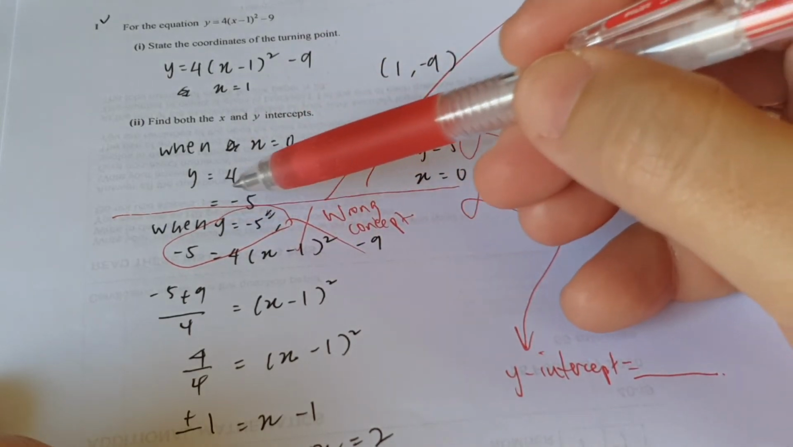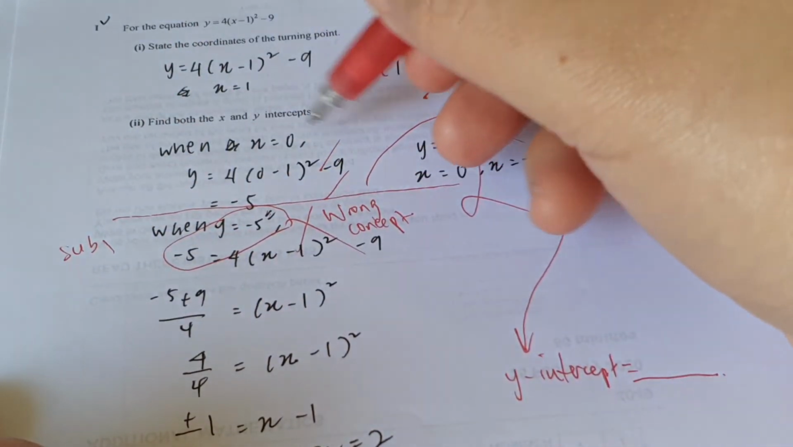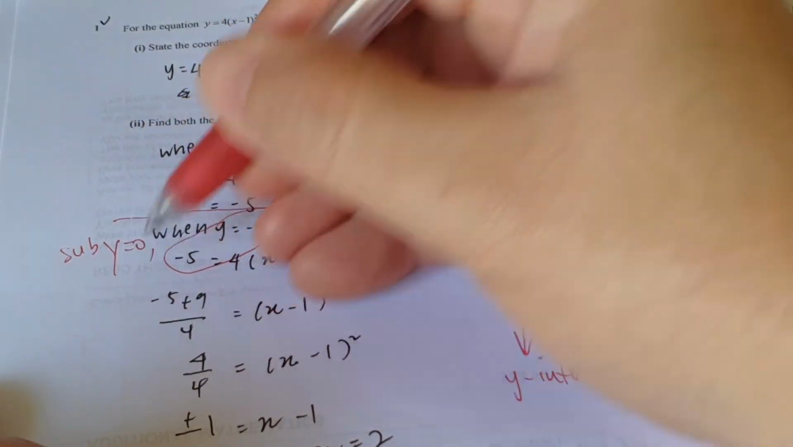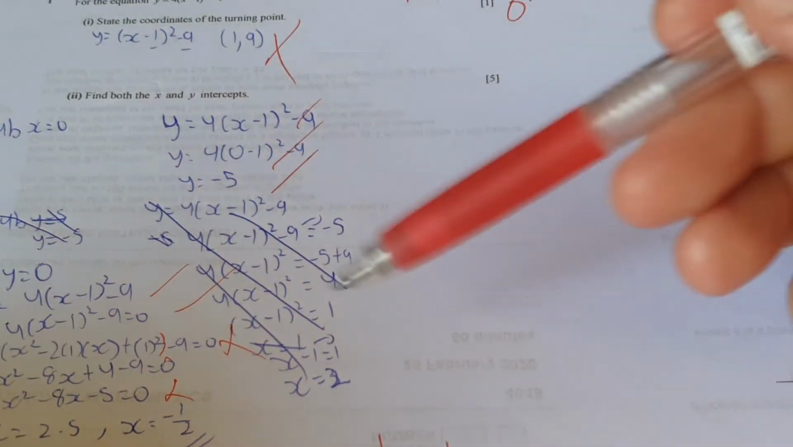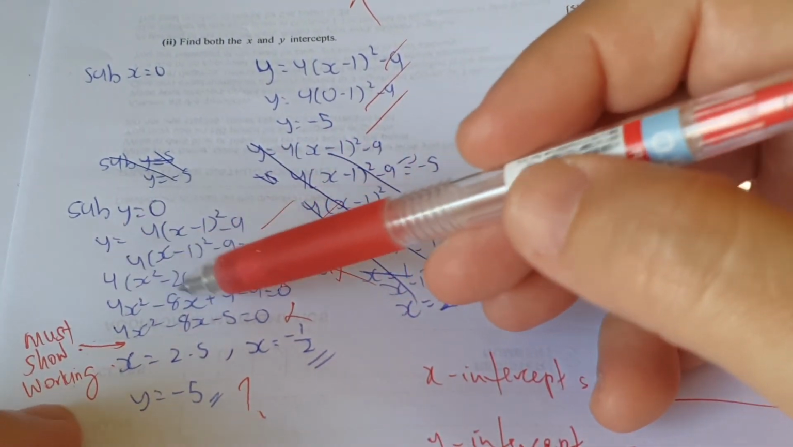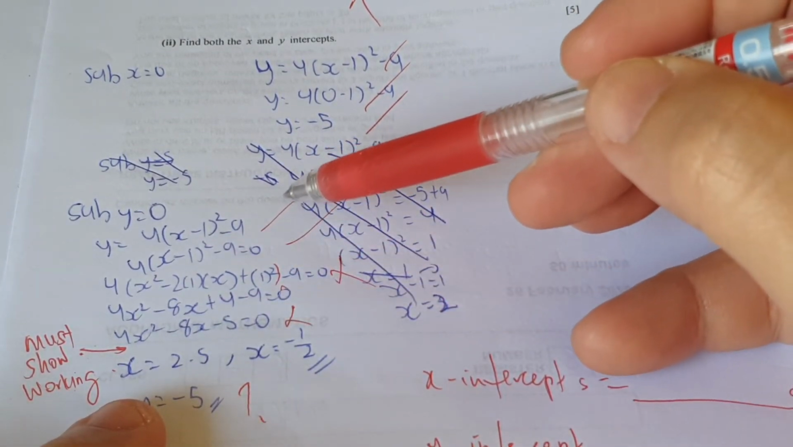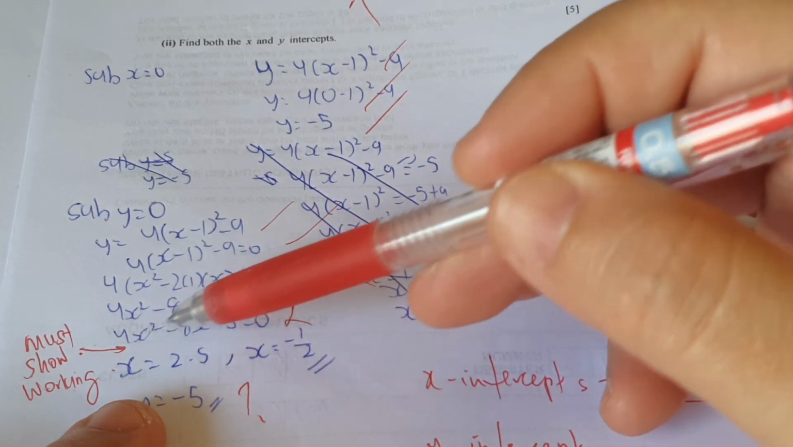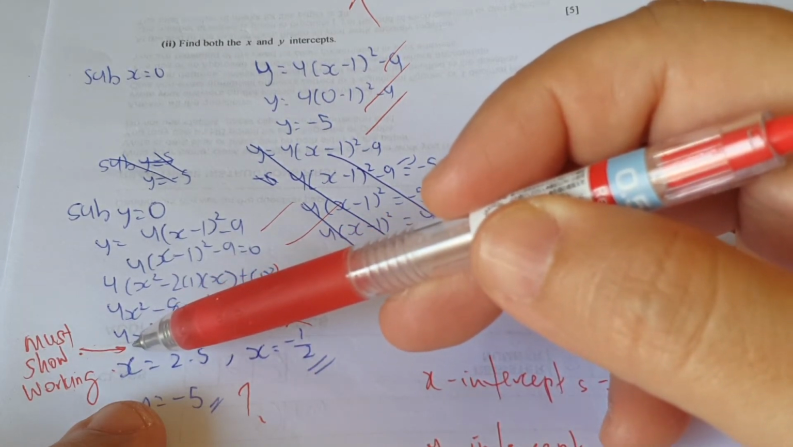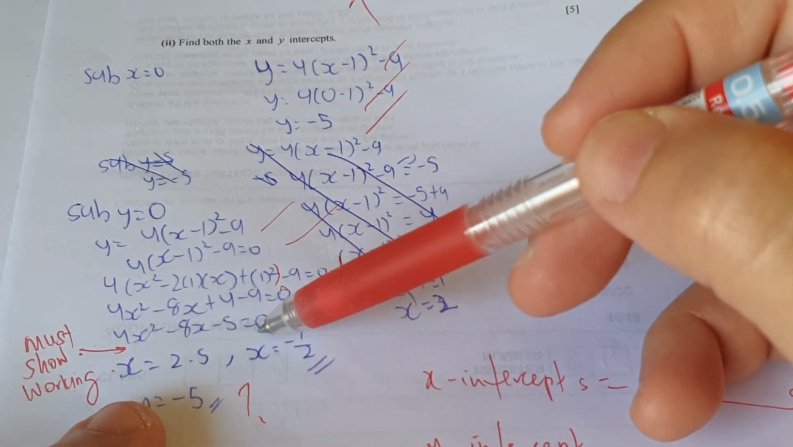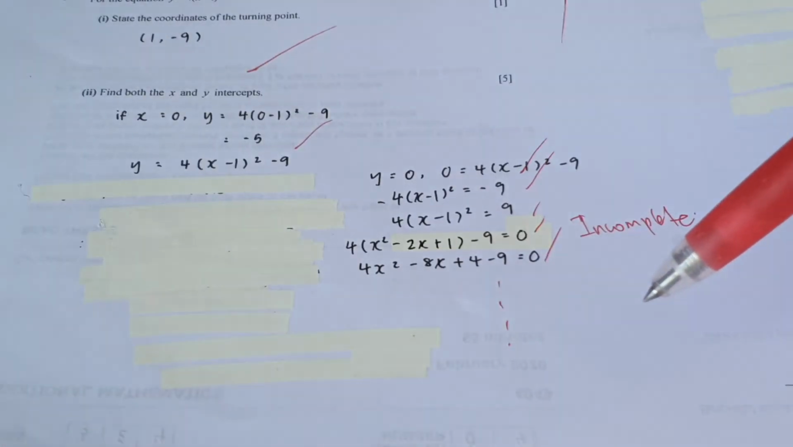So what should you do here instead? You should sub y equals 0. Then you solve for x. Okay, so this is a very serious mistake. Now the next thing, very important. This one, class, you cannot just press calculator and then get the answer. You need to show either the quadratic formula working, or the factorization working. In this case, you can just show the factorization working. Then same thing, state what's the x and y intercept.